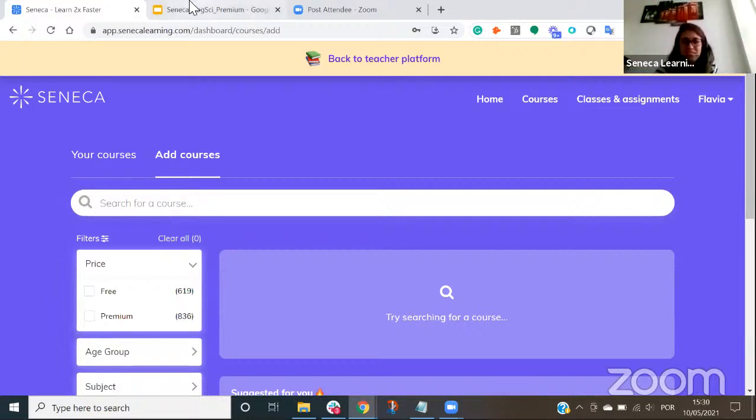Cool. So let me give you an example of one subject on Seneca and how we apply those techniques to our methodology. I'm going to show you the student view, so what students see when they are doing an assignment or studying independently. And then I'll show you the teacher platform, with the tools that we have for teachers as well.